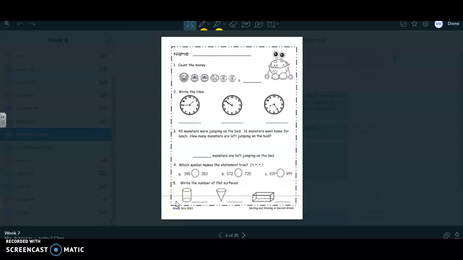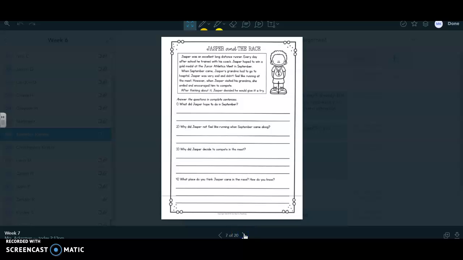Boys and girls, the flat surfaces are the straight surfaces, okay? It's where it would be flat, not curved, okay? There is no curve in a flat surface. So, how many flat surfaces does this 2D shape have? How many does this one have? And how many does this one have? Okay, this one might be a little tricky because it's 3D, so they're trying to show you all the sides. All right, so that is for math.